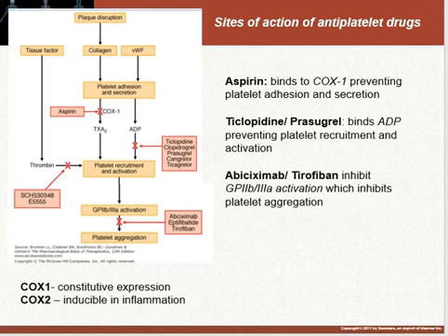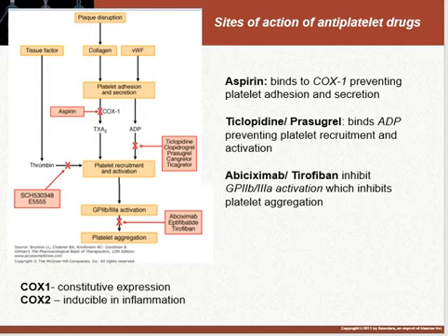This is a great summary table. Here we're looking at the three main drug classes that have major platelet inhibition activity. Aspirin, of course, is a COX-1, COX-2 inhibitor, and basically prevents platelet adhesion and secretion. If you administer aspirin, there's a dramatic inhibition of COX-1, which basically inhibits the thromboxane pathway as well. And this lack of thromboxane reduces the platelet recruitment and activation steps.